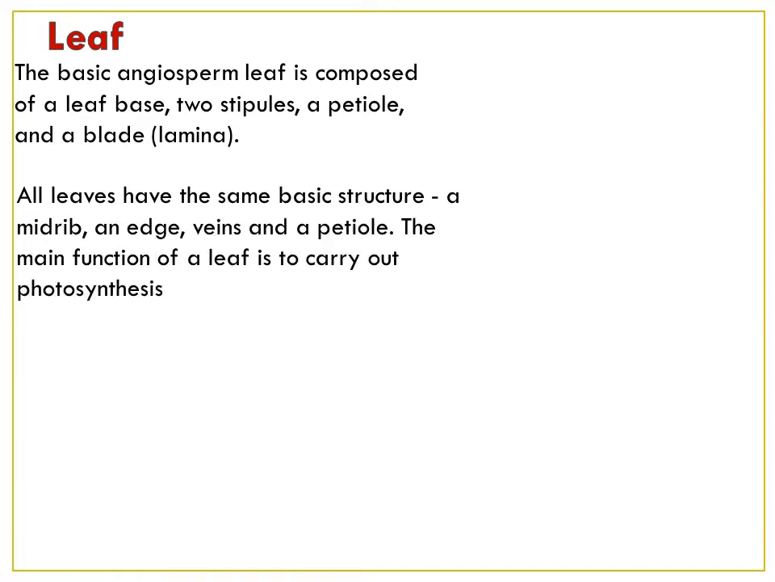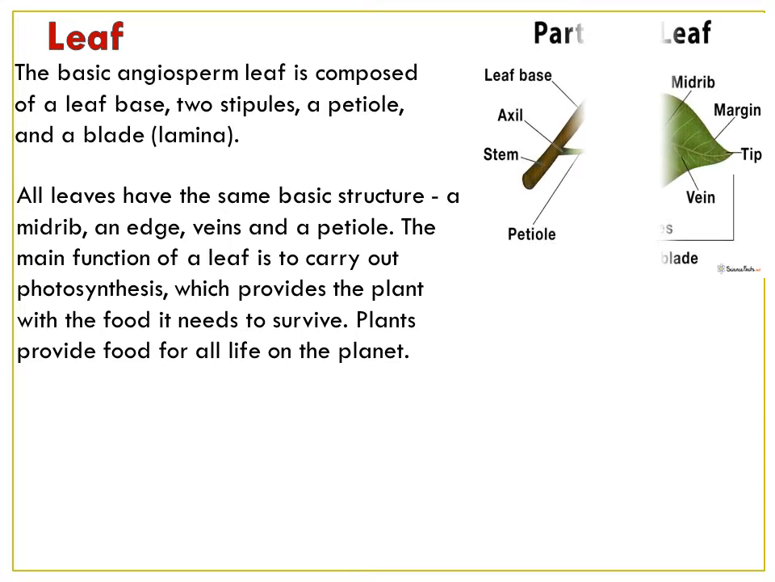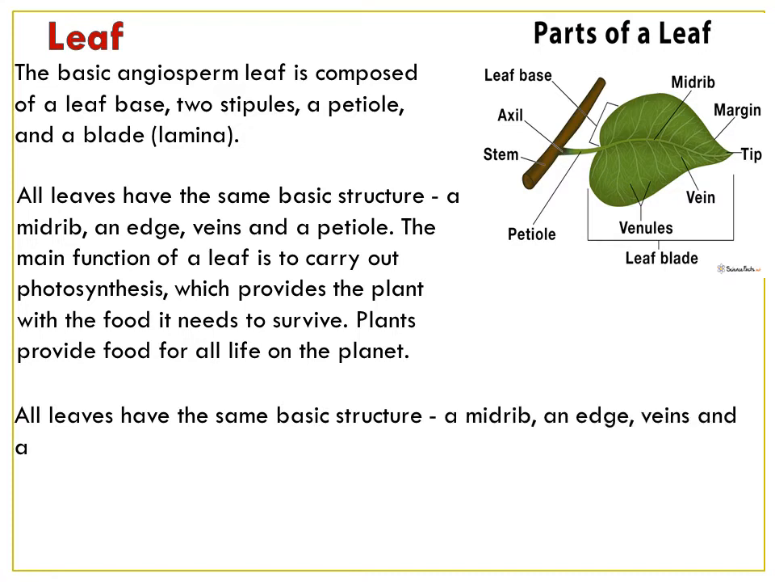The main function of a leaf is to carry out photosynthesis, which provides the plant with the food it needs to survive. Plants provide food for all life on the planet. See the leaf base, midrib, margin, the tip of the leaf, petiole, and stem.